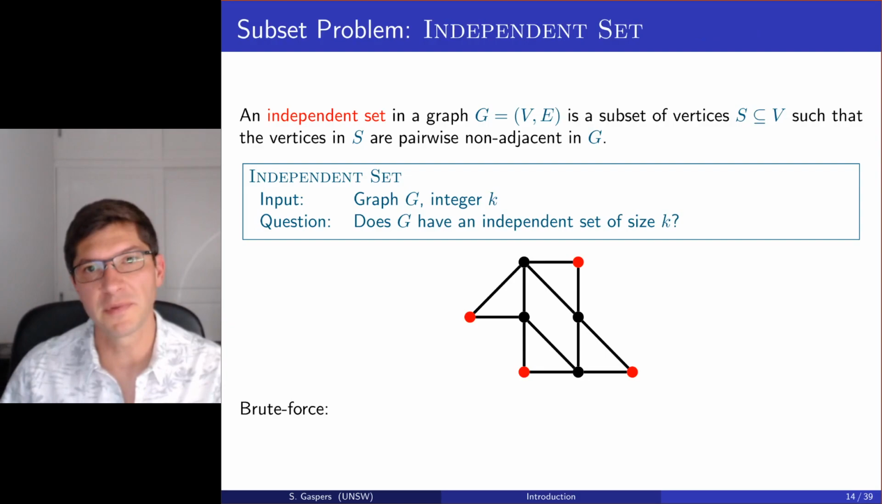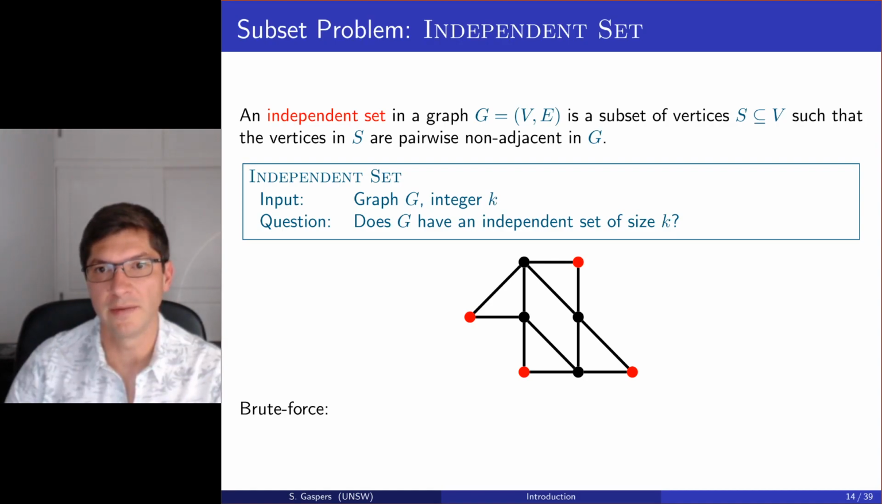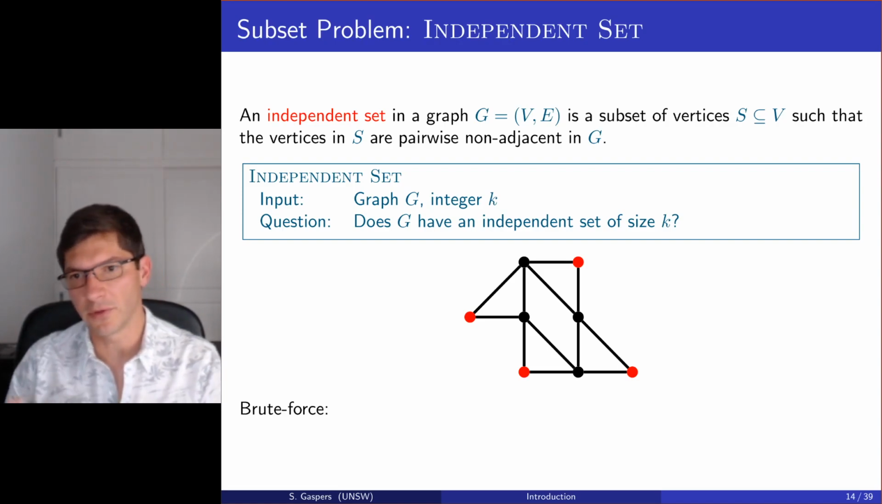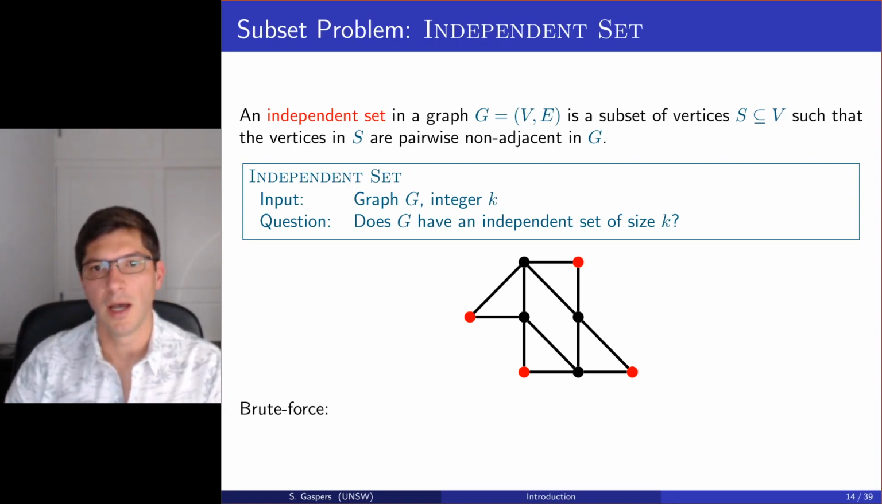Our representative of a subset problem is independent set. An independent set in a graph is a subset of vertices that contains pairwise non-adjacent vertices. So it's a set of vertices such that there's no edge joining any two vertices in this set. In the independent set decision problem, the input is a graph G and an integer k. The question is whether G has an independent set of size k. So can we select k vertices of the graph such that there's no edge that joins any two selected vertices?